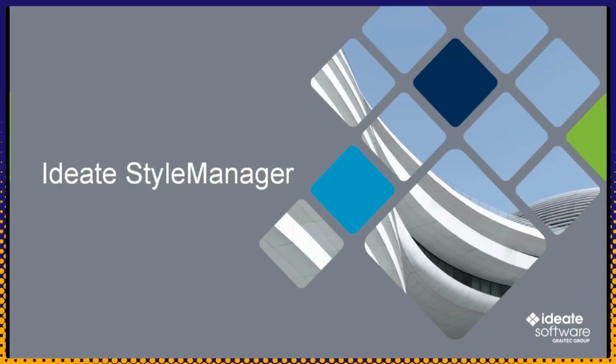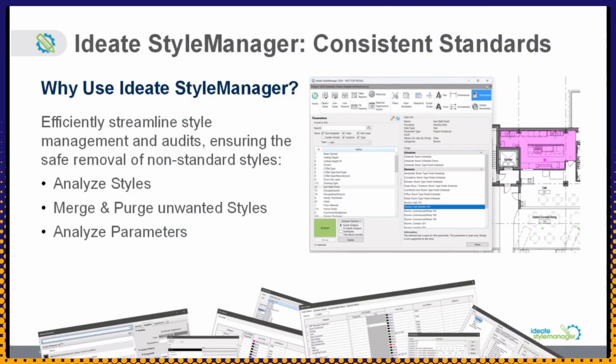I'm really excited to cover this in detail later in this session. Next, we have Ideate Style Manager. Revit elements rely on styles, such as object styles, line patterns, materials, and fill patterns that define their appearance and behavior. Managing these styles across projects can be challenging and time-consuming. Ideate Style Manager simplifies this process by allowing you to quickly identify where styles are being used within models or families, merge duplicates, and delete unused styles to align with BIM standards. This ensures consistency, reduces clutter, and maintains a clean and well-organized Revit model.